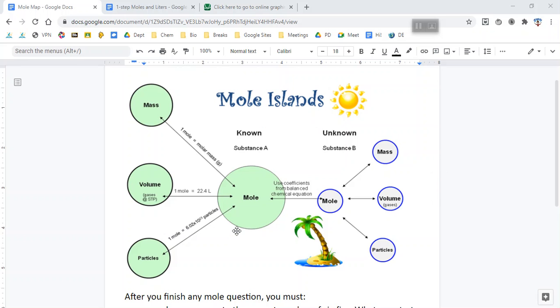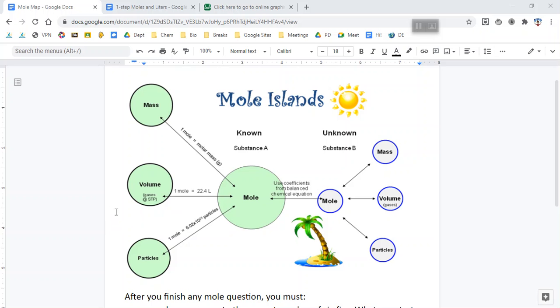So these are mole islands, and if you understand this picture, then you will be set for moles. So there are all of these different islands. And in order to travel from one island to the other, if I wanted to go from Mass to Mole Island, I have to pay the toll that's written on the bridge. If I wanted to go from Volume to Moles, I need the numbers that are written on the bridge between them. So this image tells you how to travel between these different islands just by using the number that's written on the bridge.